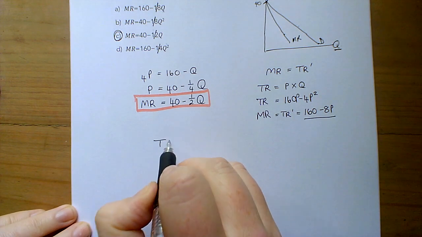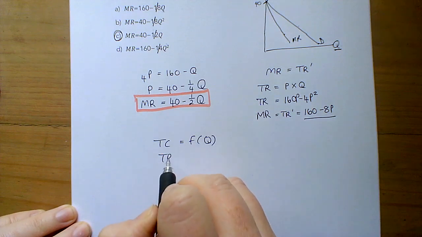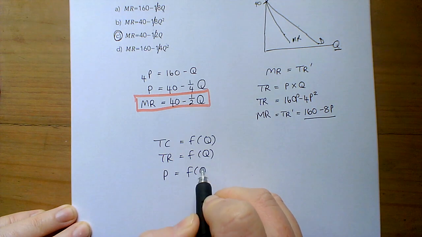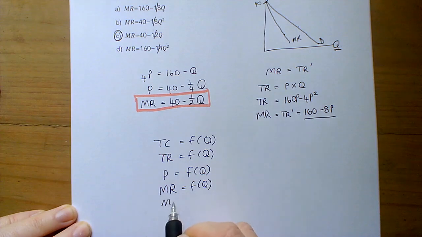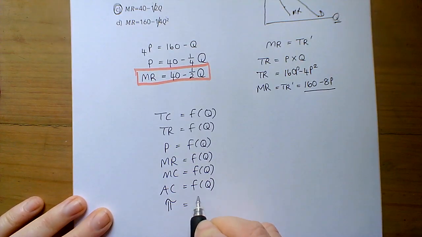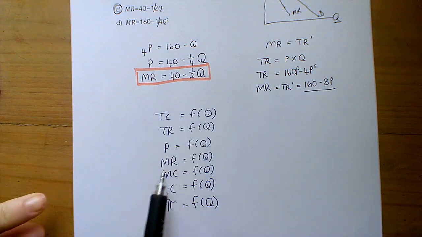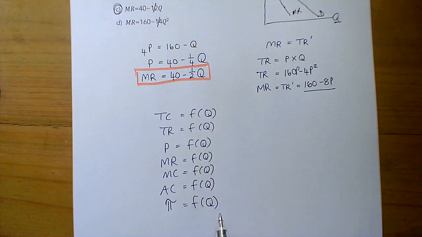So that means that total cost is a function of quantity. Total revenue is a function of quantity. Price is a function of quantity. Marginal revenue is a function of quantity. Marginal cost is a function of quantity. Average cost is a function of quantity, etc., etc. Profits end up being a function of quantity. So all of these depend on the choice of quantity.